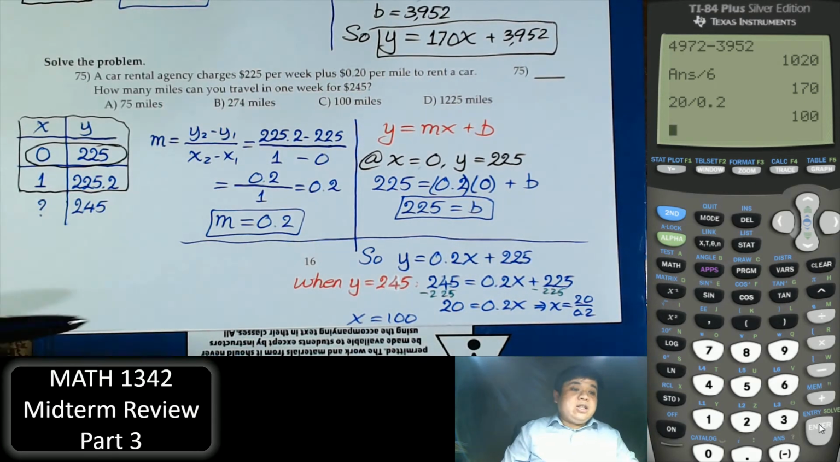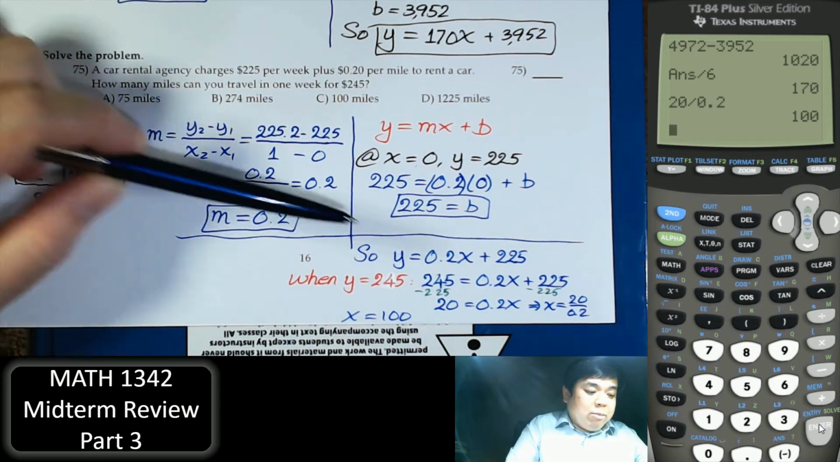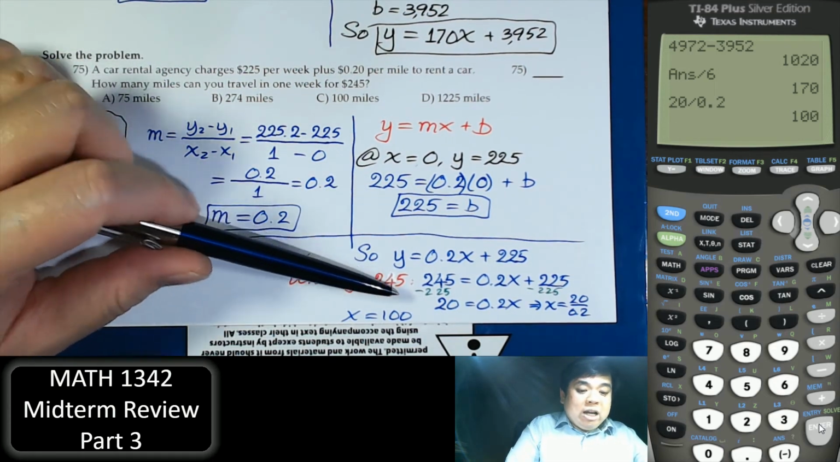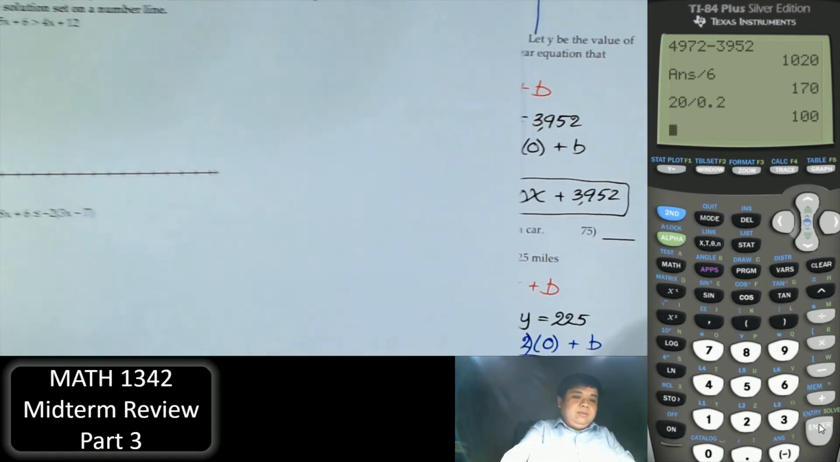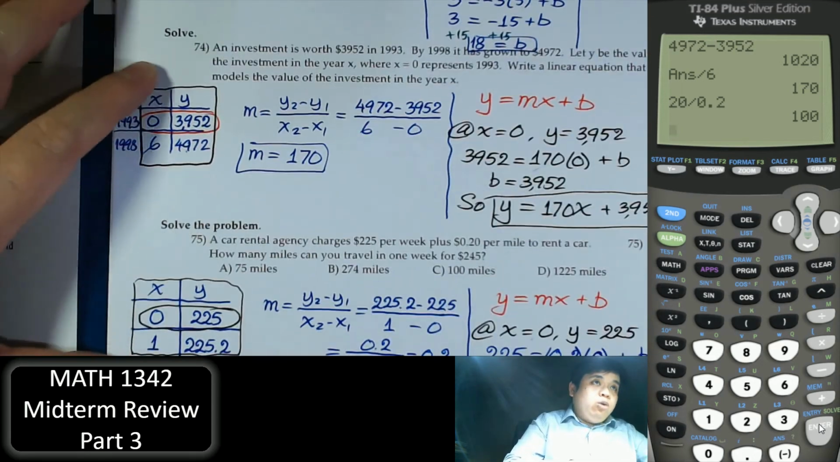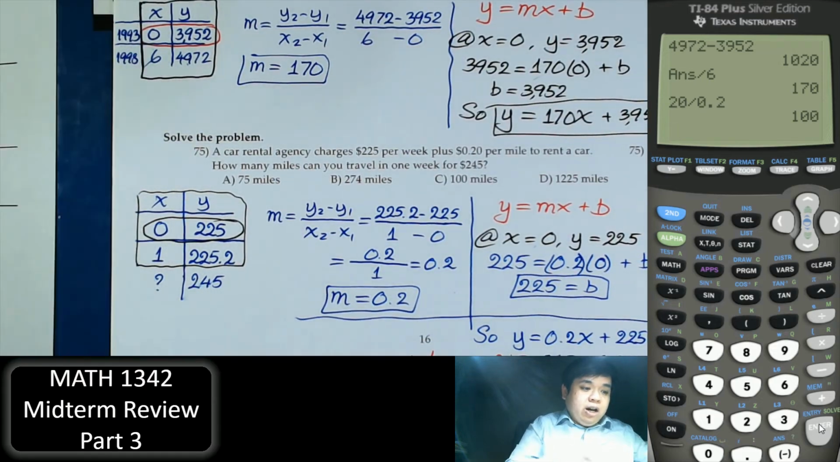Right. So in this case, not only do we find the equation, we have to substitute back the value for y, and so for x, we have 100. Make sure you know how to write the equation, knowing a set of 2 points.